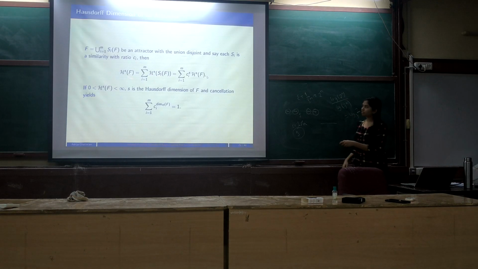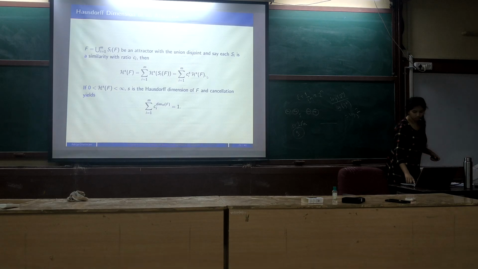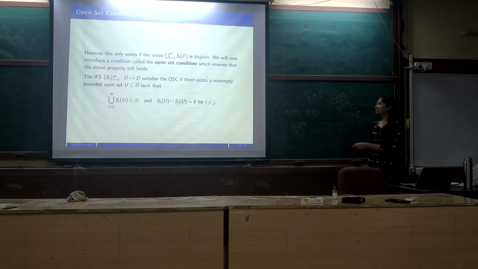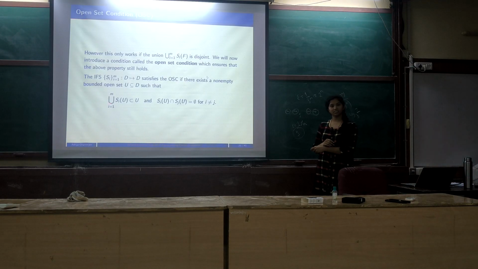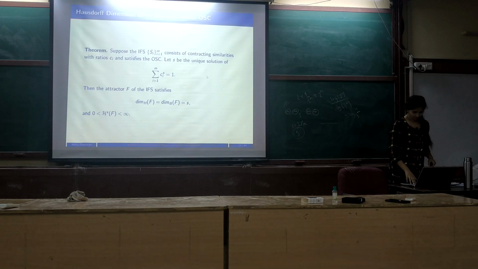condition. If an attractor satisfies the open set condition, then we can say that this is equal to this, and hence we can easily compute the Hausdorff dimension of that set. The open set condition is basically that there exists a non-empty bounded open set U such that the image lies inside the set, so the union of Si of U is a subset of U, and the union is disjoint.